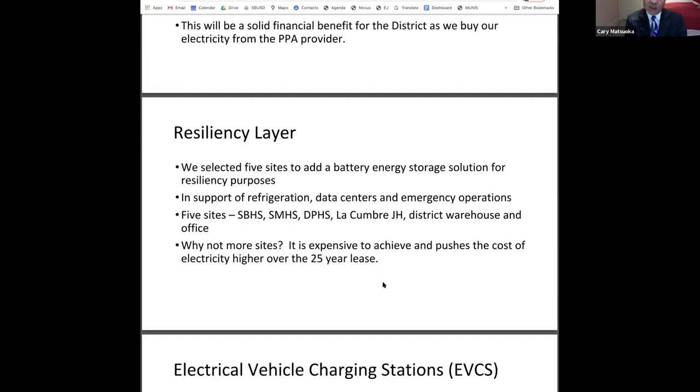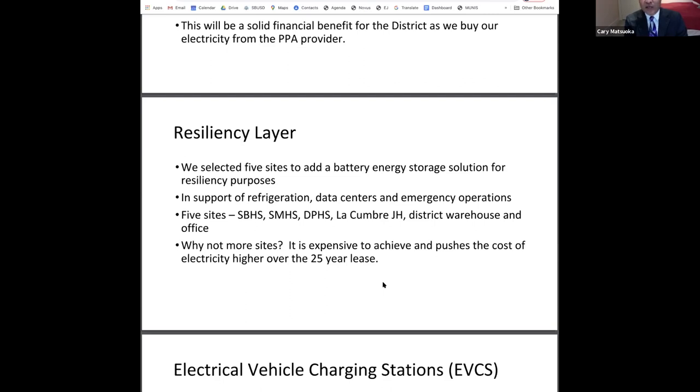should we lose power across the community. We identified our 3 big high schools, La Cumbre because it's on the west side, and the district office because we have so much food storage in our data center. Wanted to anticipate the question, how come we're not doing all the sites? It's expensive to put in that resiliency layer, and we feel it's important to put it in at the big locations. You might use it once every 5 years.